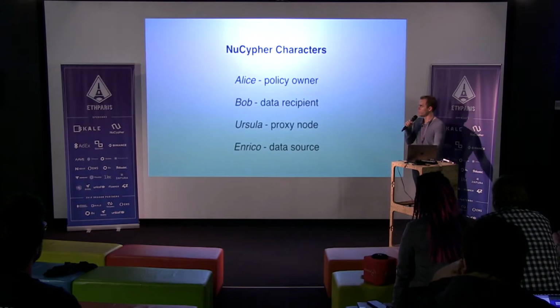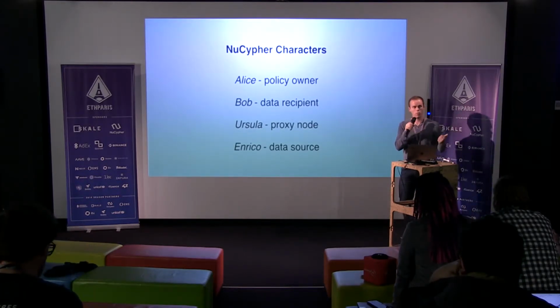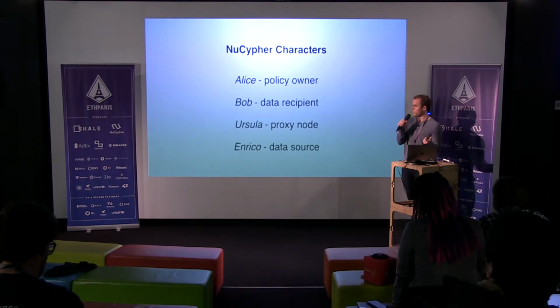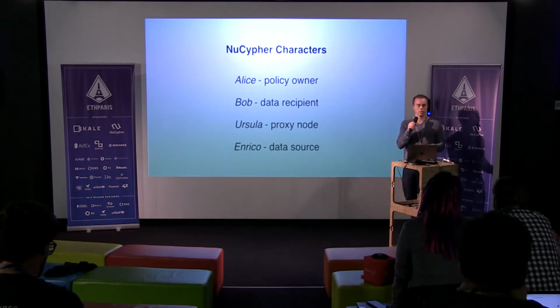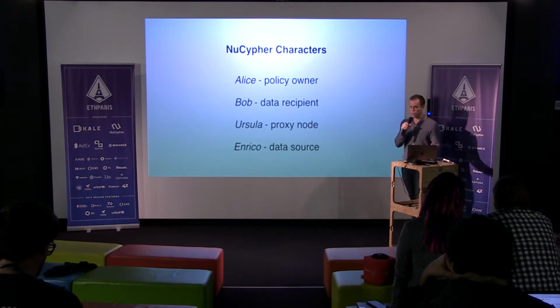So we introduced a couple new characters into this traditional Alice and Bob cryptography narrative. The most obvious one is Ursula. And Ursula is what we call the proxy node. So if you're writing an application for NuCypher, you're going to be using these Alice and Bob characters. If you're running a node in the NuCypher network, you would be using the Ursula character.